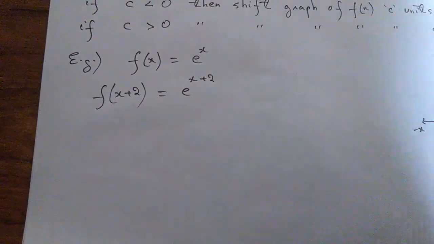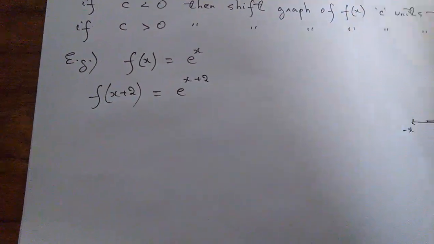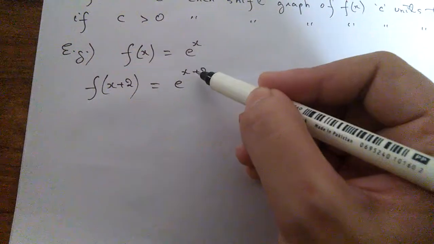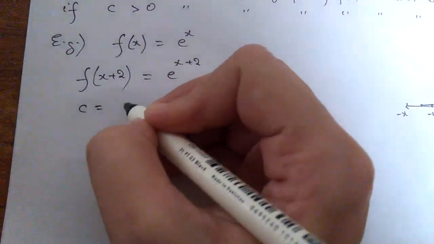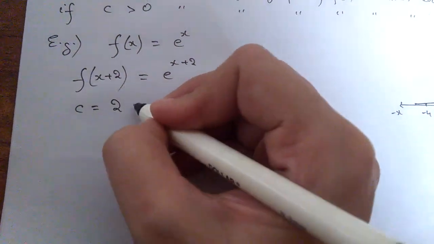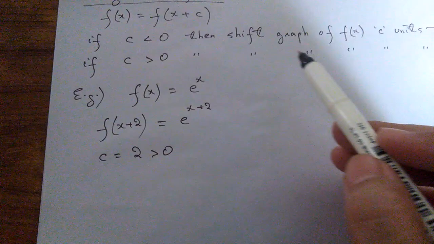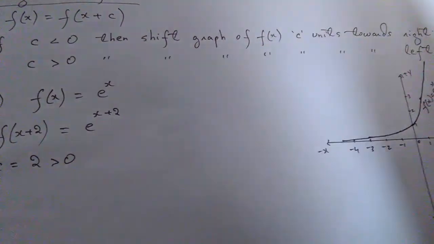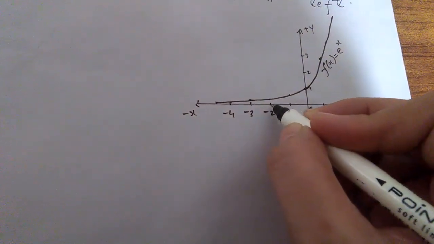What is going to be the shape of the graph now? Okay, so you can see here that your c is positive. The value of your c is 2 and it is greater than 0. So if your c is greater than 0, then you shift your original graph c units towards your left side. So you're going to shift your graph 2 units left.